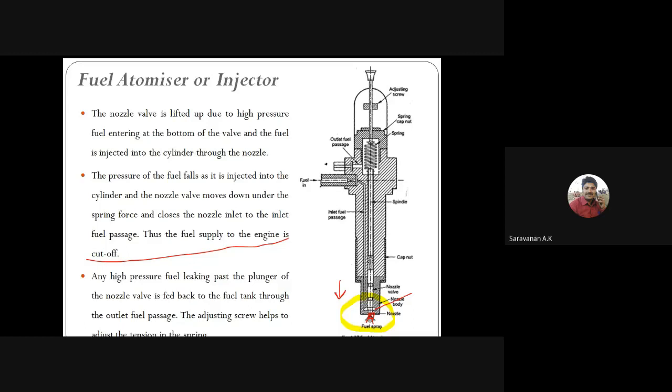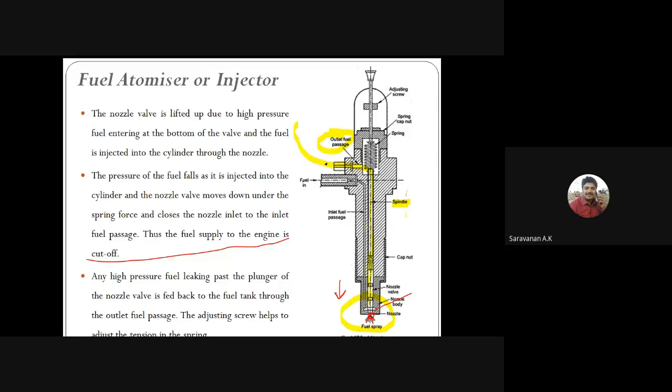In some cases, the high pressure will pass through this chamber, the spindle chamber. At that time the excess pressure will leak through this chamber. That will also be collected from the outlet fuel passage, and again it will be sent to the tank.